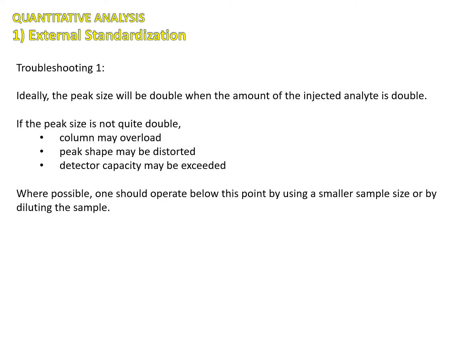One troubleshooting approach for external standardization is that ideally the peak size will double when the amount of injected analyte is doubled. If, let's say, the peak size is not quite double, it may be due to the column being overloaded, or the peak shape being distorted, or the detector capacity being exceeded.